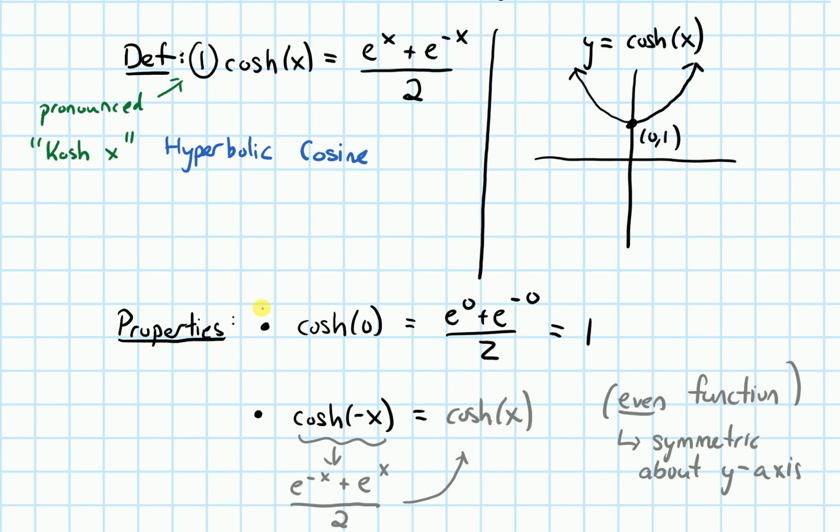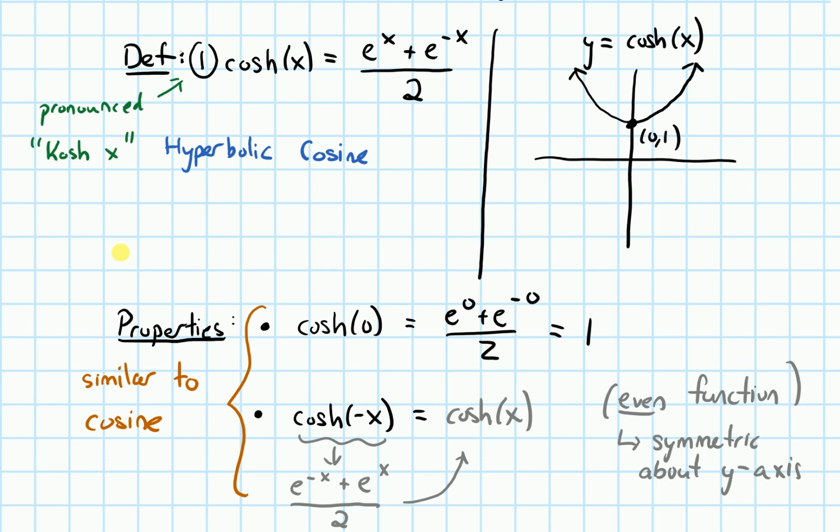So these two properties, the fact that when we plug 0 into the function we got 1 out, and the fact that it's even, make this similar to just regular old cosine. Cosine has these same two properties. When we plug 0 in, we get 1 out, and it's an even function. It's symmetric about the y-axis, although the graph looks different.